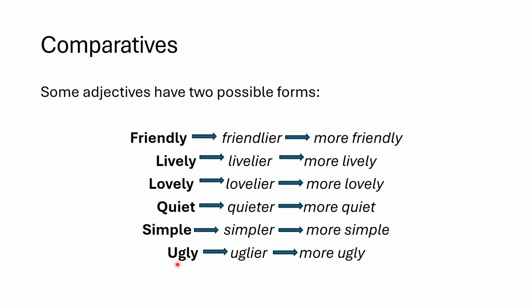Some adjectives have two possible forms. Friendly can become friendlier or more friendly. Lively can become livelier or more lively. Lovely can become lovelier or more lovely.